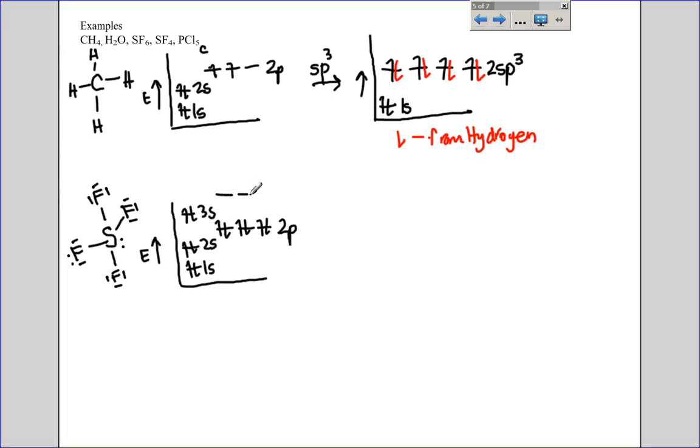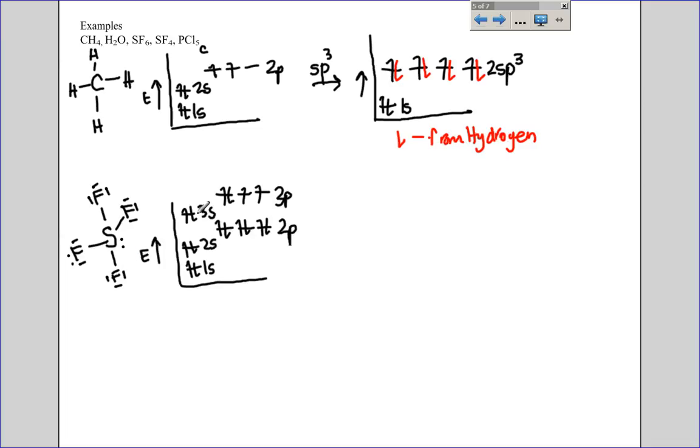So for sulfur, with its 6 valence electrons, we are left with this. Now when you look at sulfur, again, just like in carbon, it's only prepared to make 2 bonds. And as we can see from this particular diagram, it's got 5 electron pair domains. So hybridization must occur in sulfur in order for the bonding in this molecule to be able to happen.